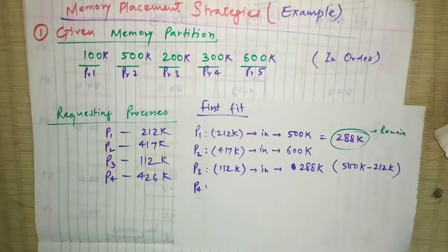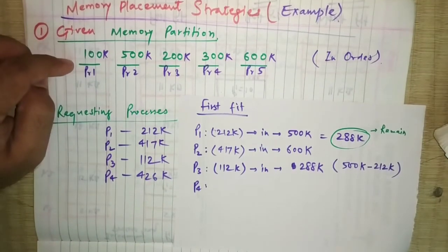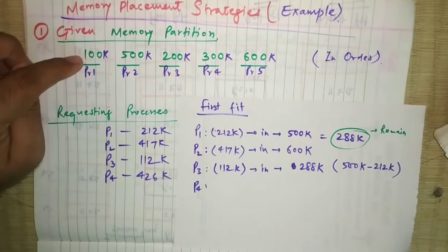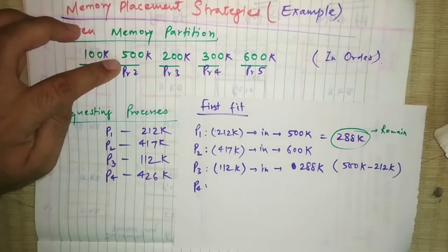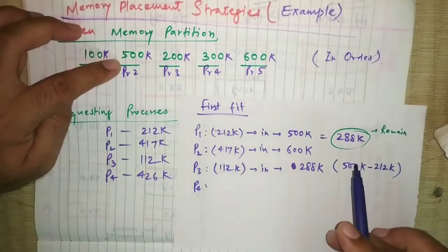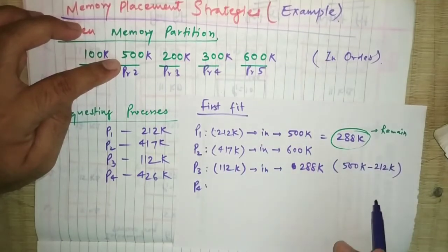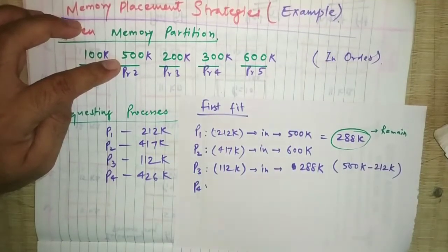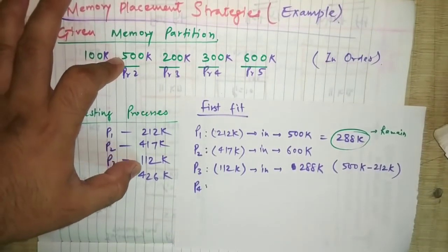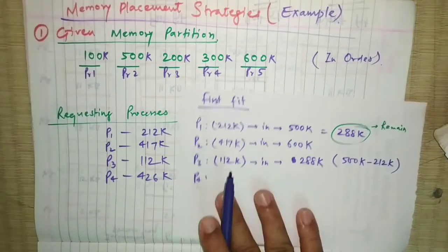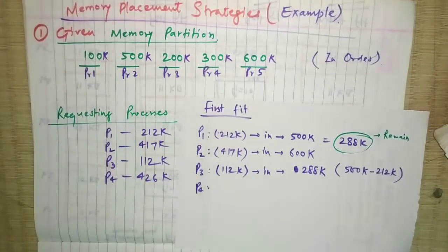P4 has a requirement of 426k. 426k is the requirement of process 4. Again we'll start from the first partition. 100k, not possible. Second partition, 500k: 500 minus 212k is 288k, and 288 minus 112k. This is not possible to accommodate the 426k memory requirement. So P4 cannot be done.